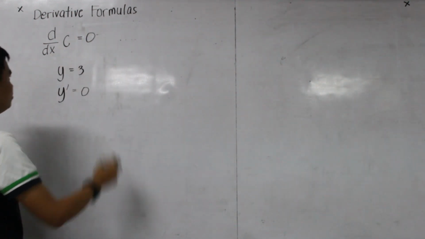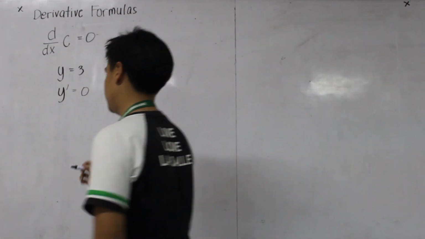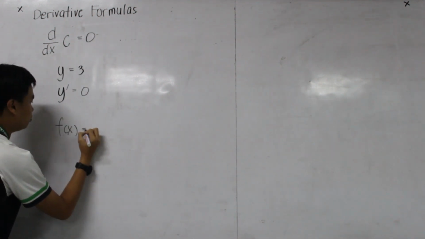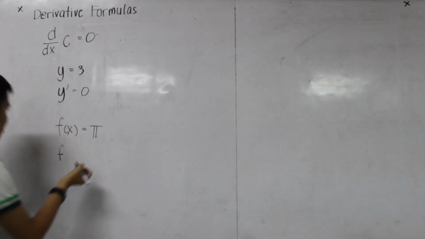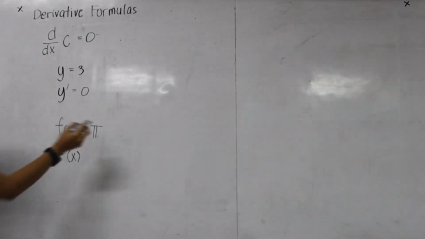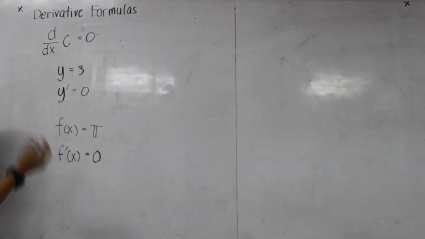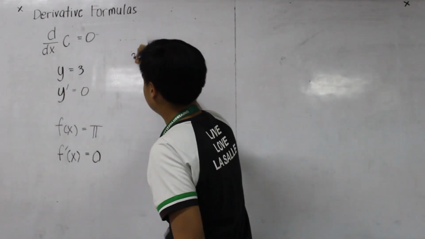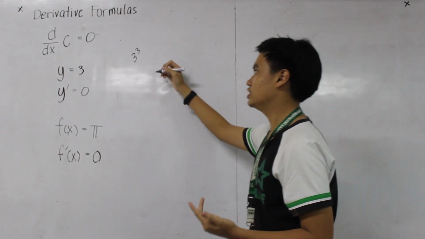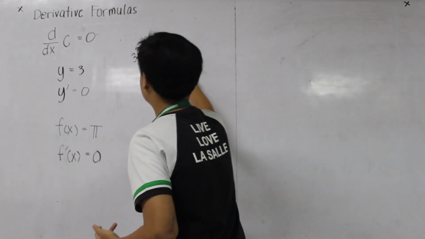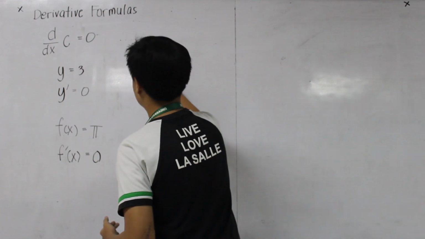If, for example, we have another function, even something like 3 to the power of 3, as long as there is no variable and it's all constants, like 3 to the power of pi, its derivative will always be equal to 0.